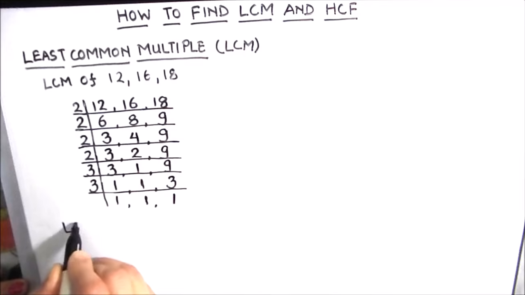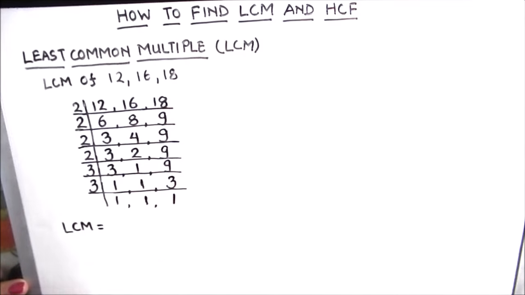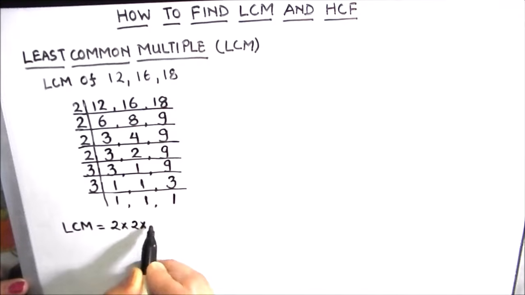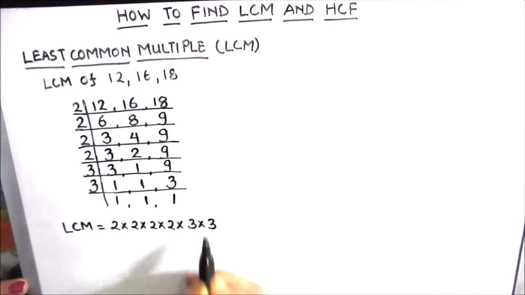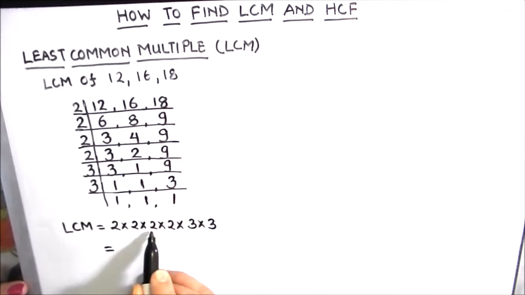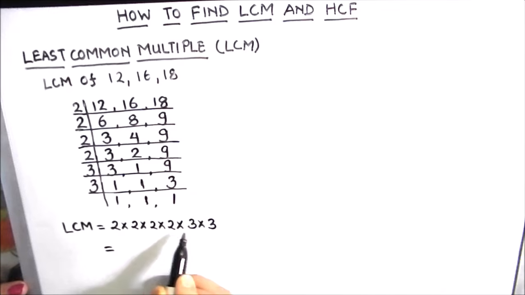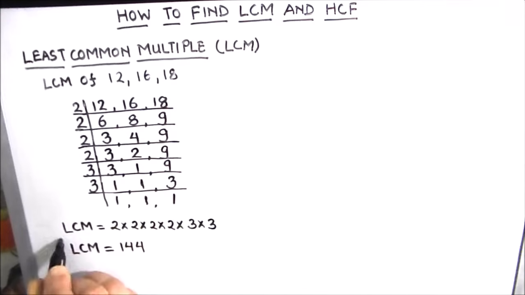For finding the LCM, we are going to take the product of all the numbers which are on the left hand side of the ladder. So LCM will be equal to 2 times 2 times 2 times 2 times 3 times 3, which is equal to 2 times 2 is 4, 4 times 2 is 8, 8 times 2 is 16, 16 times 3 is 48 and 48 times 3 is 144. So the LCM of 12, 16 and 18 is 144.